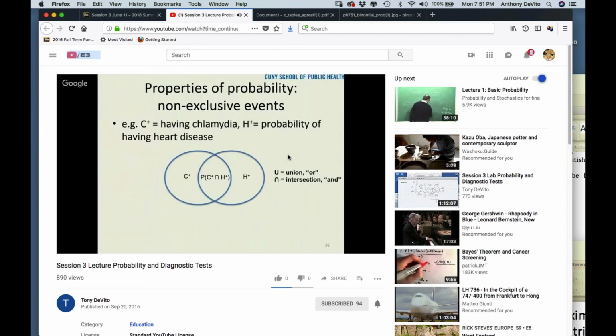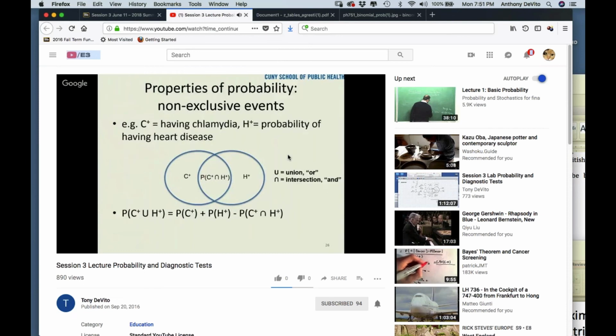Now, as soon as they're not exclusive, such as, say, having chlamydia or having heart disease, then we have this overlap. So there's some intersection of these two non-exclusive events. As I mentioned, if we just add these two probabilities, you're counting this intersection twice, so you actually have to subtract it to correctly calculate the probability of this union.